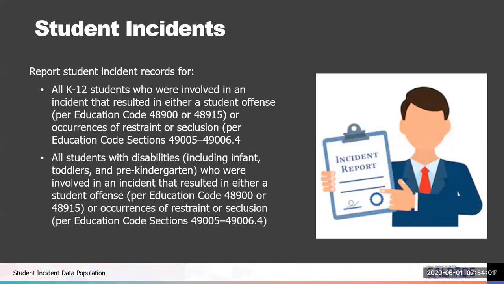Also note that all students with disabilities, including infants, toddlers, and pre-kindergarten, who were involved in an incident that resulted in a student offense, again, or an occurrence of restraint and seclusion, should be reported as well.